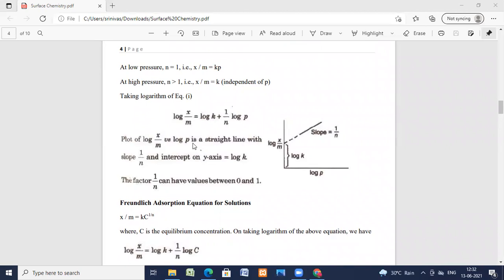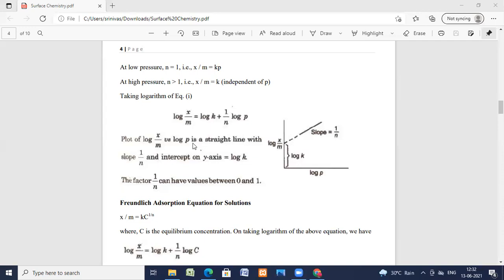How is this helpful for us? Thus the Freundlich isotherm can be tested by the graph taking log x by m against log p. The plot must be a straight line. In actual practice, a reasonably straight line plot is often obtained, particularly if the results at low and high pressures are neglected. The value of n is generally less than 1.